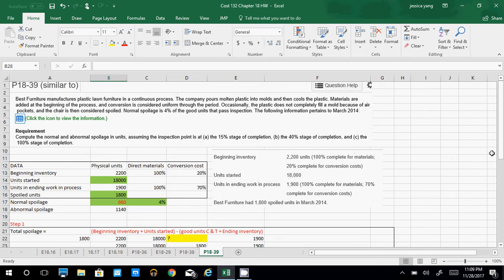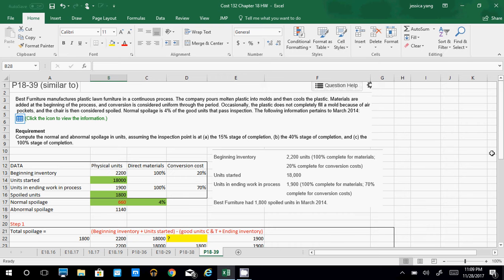In Chapter 18, Problem P18-39, Best Furniture manufactures plastic lawn furniture in a continuous process. The company pours molten plastic into molds and then cools the plastic. Materials are added at the beginning of the process, and conversion is considered uniform through the period.